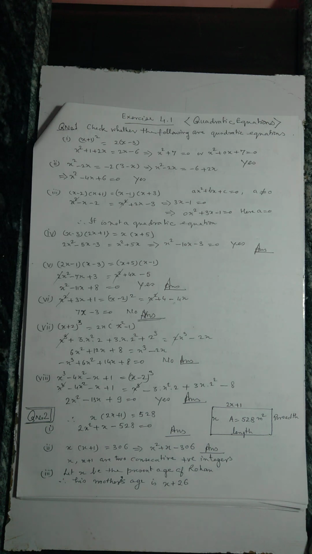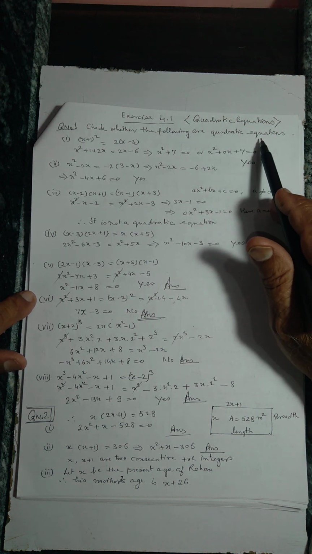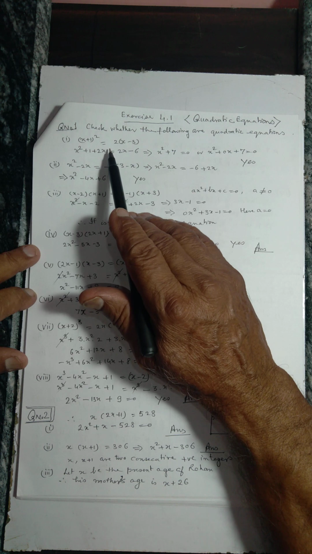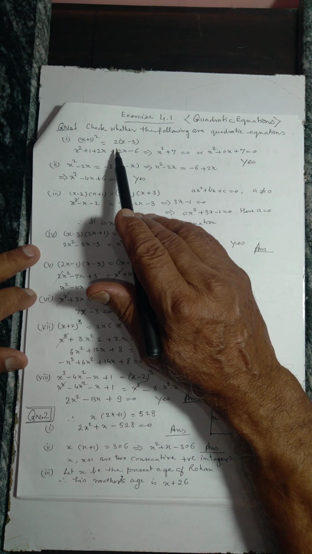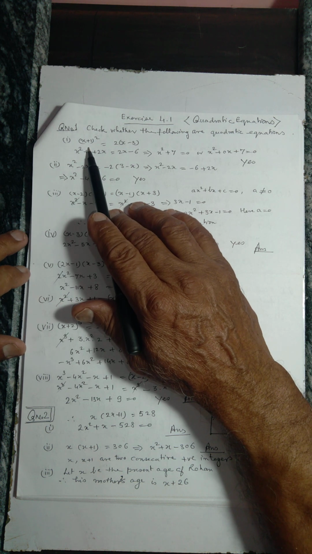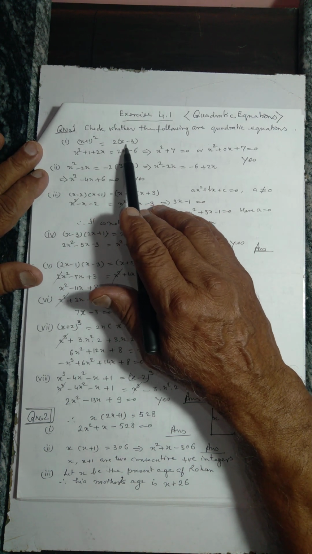Let us start CBSE exercise 4.1, quadratic equations. First one, check whether the following are quadratic equations. The standard form of the quadratic equation is ax square plus bx plus c, where a should not be equal to 0. Here you see (x plus 1) whole square is equal to 2x minus 3.